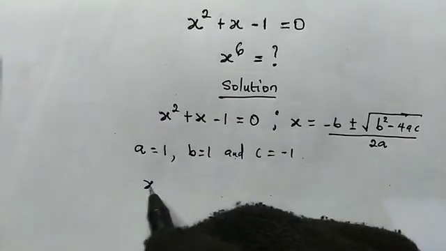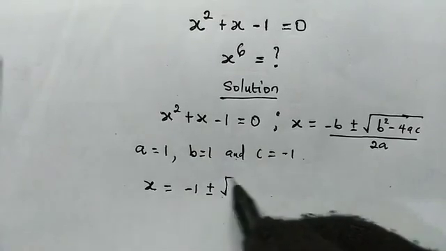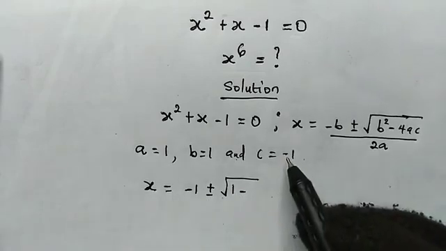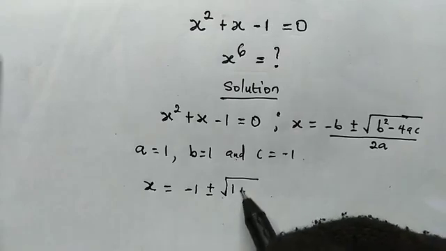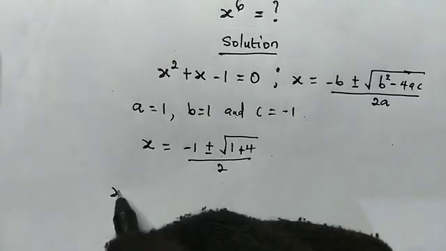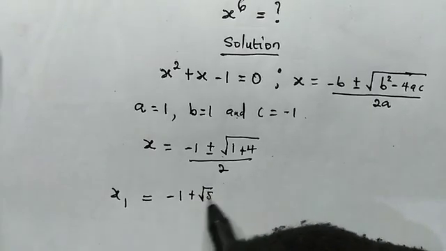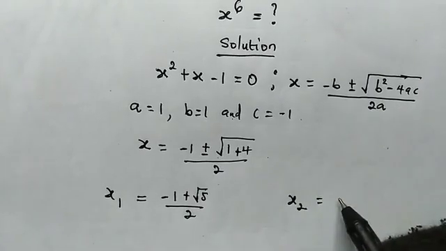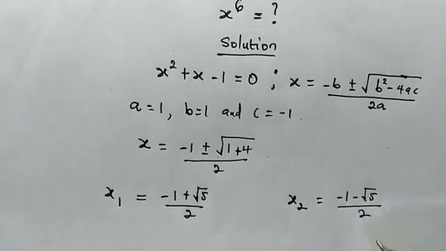So the solutions for x will be negative 1 plus or minus square root of b squared, which is 1, minus 4ac, which is minus 4 times 1 times negative 1, that is negative 4, which changes to plus 4, divided by 2. So from here we get x1 equal to negative 1 plus root of 5 divided by 2, and x2, the other root, equal to negative 1 minus root of 5 divided by 2.